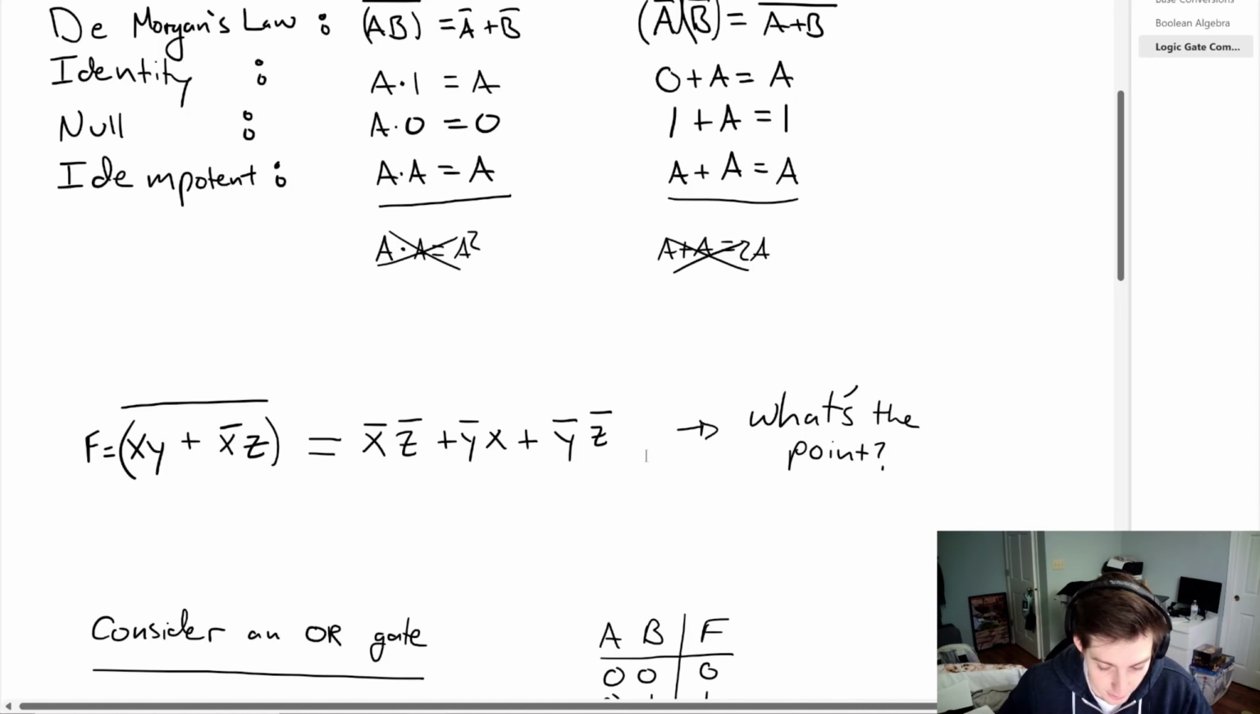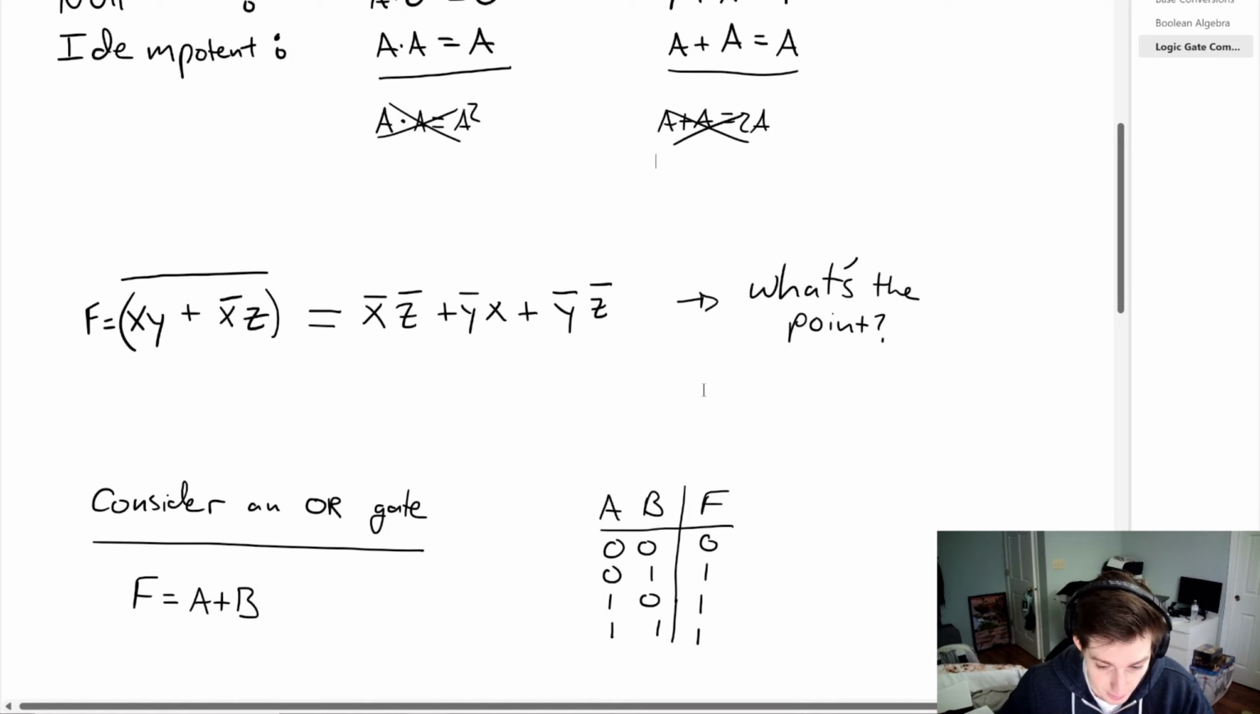Now you may ask yourself, what's the point of this? Which I think is a very valid question in all of engineering. So that's what we're going to ask. What's the point of expanding these functions? What do we get out of it?